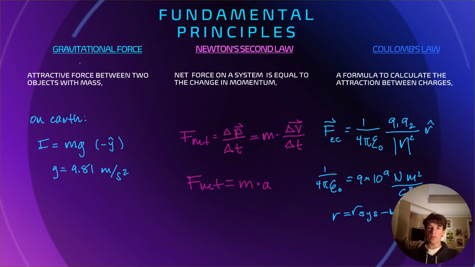The fundamental principles we need here are gravitational force, which is the attractive force between two objects with mass, and Newton's second law, which is that the net force on a system is equal to the change in momentum. Specifically, when change in momentum is zero, the net force is zero. We also need Coulomb's law, which is used to calculate the attraction or repulsion of two charged objects.